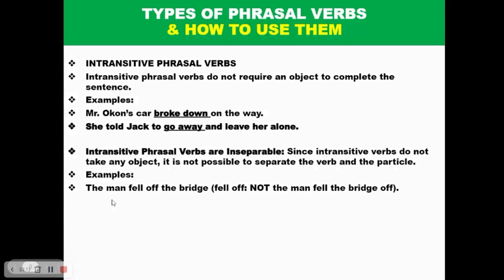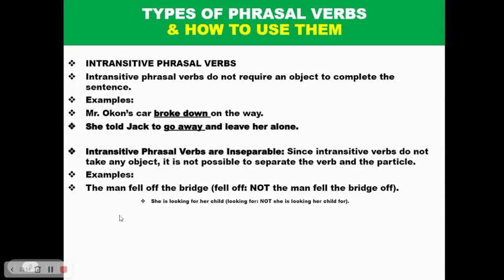Let's look at examples. The man fell off the bridge. Okay, the man fell off the bridge. The phrasal verb here is fell off. Fell off is an intransitive phrasal verb. For example, you can say the man fell off, full stop. Now, fell off the bridge. You can't bring the bridge in between fell and off. Otherwise, the meaning will be meaningless. The man fell the bridge off is meaningless. Okay.